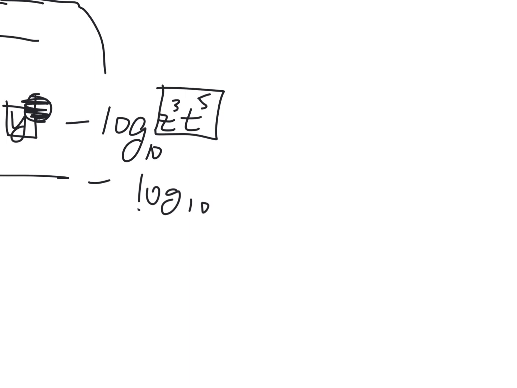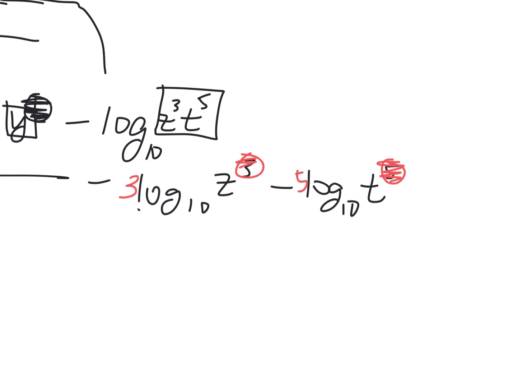Log base 10 of z to the third and minus, remember I'm distributing the negative, log base 10 of t to the fifth. And if you get so fast that you just write the 5 here right off the bat, I'm good with that. And this 3 right in front, I'm good with that. There we go.